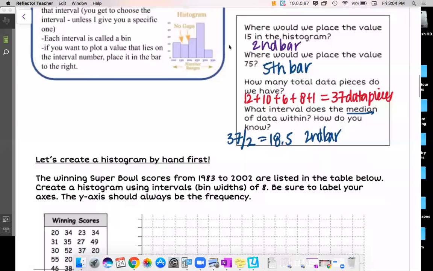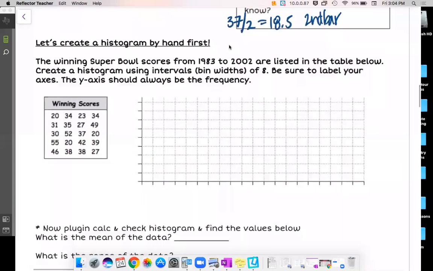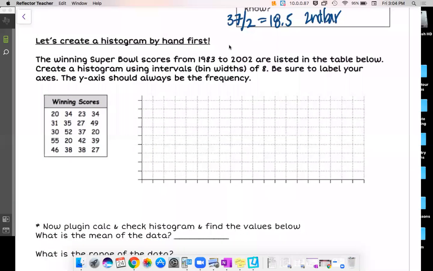So let's create a histogram first by hand, and then I'm going to show you how to do this with the calculator, and then you're going to practice. So let's create a histogram first. It says the winning Super Bowl scores from 1983 to 2002 are listed in the table below. Create a histogram using intervals or bin widths of 8, so that's important. We want our bin widths on the bottom to be intervals of 8. Be sure to label your axes, and the y-axis should always be the frequency.